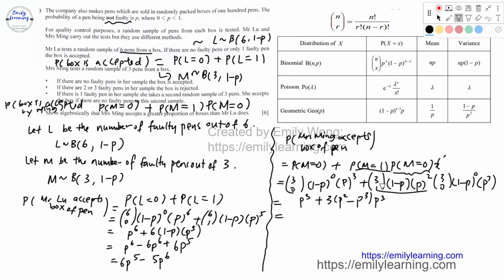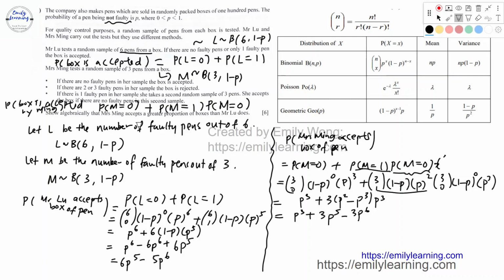So now let me simplify everything. I have p cubed plus 3p to the power of 5 minus 3p to the power of 6. All right, am I right? p cubed plus p to the power of 5... yes, okay, so this is what I have.